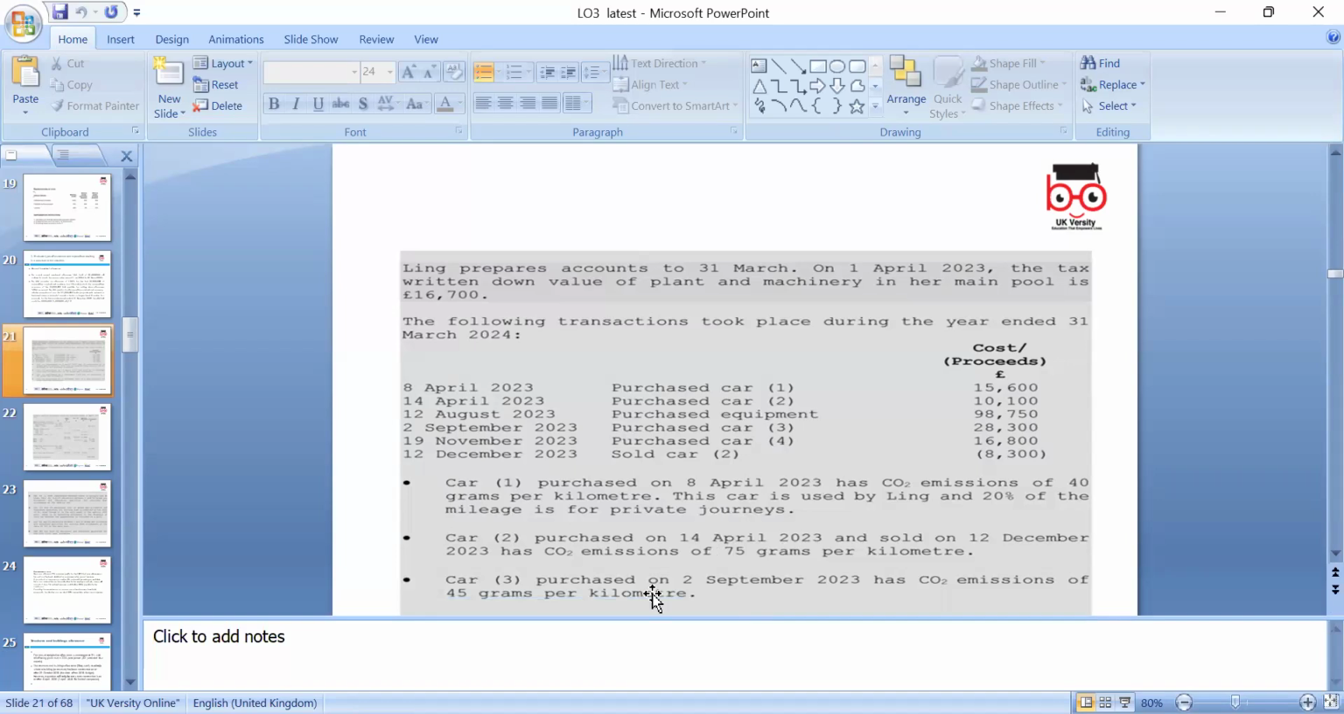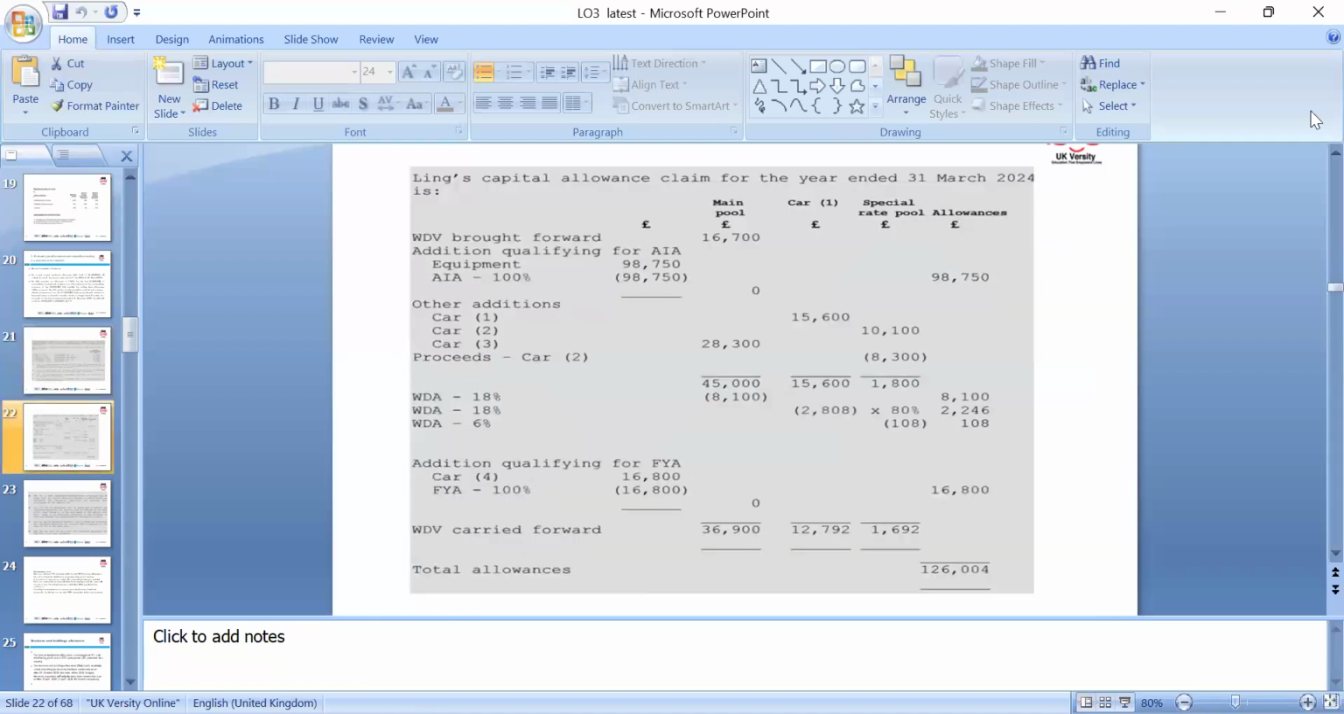Then, if it's been sold, we can do the proportion of it, the car being retained until that point and then sold off. So next we have this example. We can look at the main pool and the annual investment allowance. The equipment can be 100% because it's less than 1 million. So that's the written down allowance brought forward, and we can look at the other car additions.